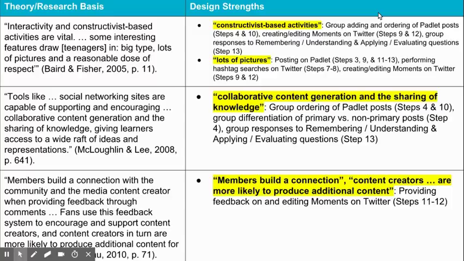The joint organization of the Padlet and response to the closing questions provided opportunities for Baird and Fisher's constructivist-based learning, as well as McLaughlin and Lee's collaborative content generation. The tweet curation feedback and revision allowed for constructivist-based learning as well, but according to Chow, it also allowed members to build connections with their groups.